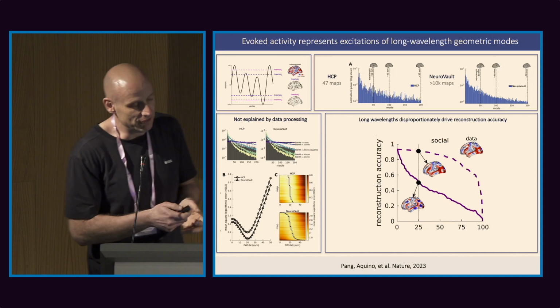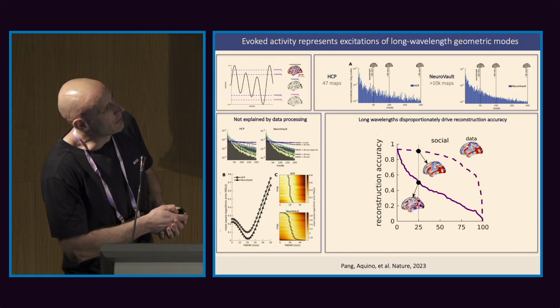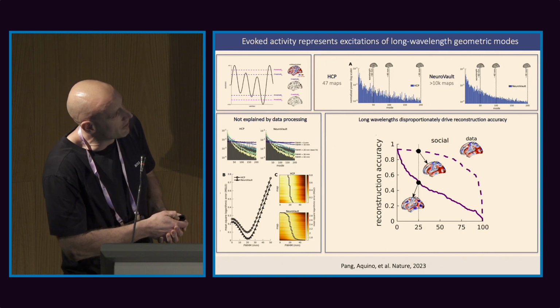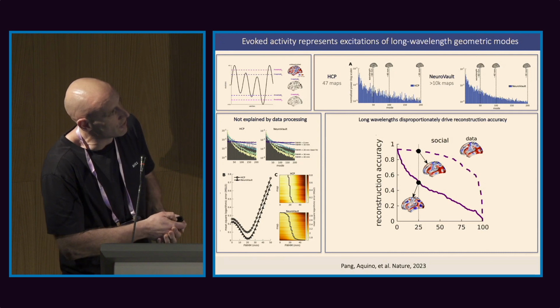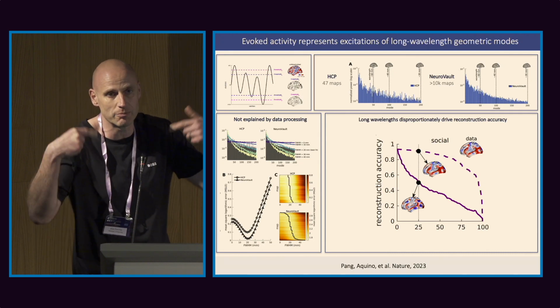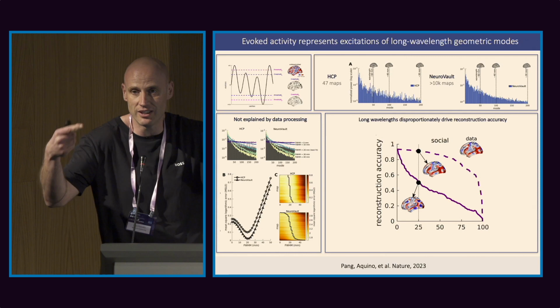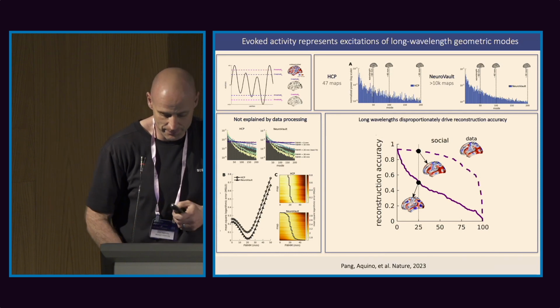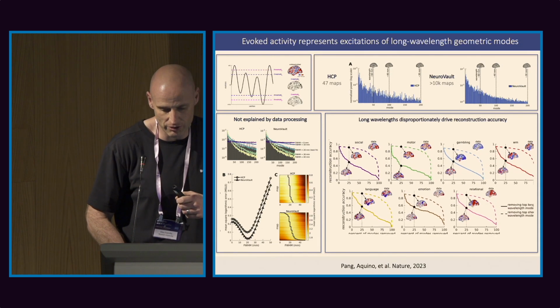We also show that if you selectively remove the long wavelength modes from the reconstruction model, the accuracy declines much faster than if you remove the short wavelength modes. So again, it's really those long wavelength modes that are driving the spatial patterns of activity. And we see this across all the tasks.